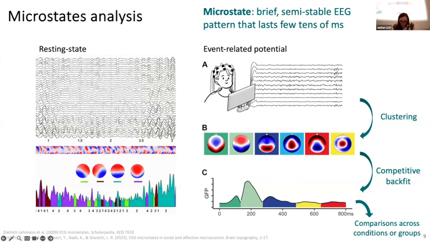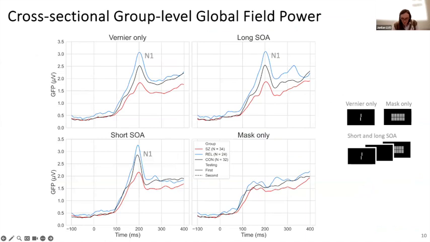So global field power allowed us to condense EEG across the spatial dimension, across the electrodes, while the microstate analysis allows us to reduce the EEG along the time dimension. We can see that those two methods complement one another and give us a global view of what is happening with the EEG data. So let's move on to some results.